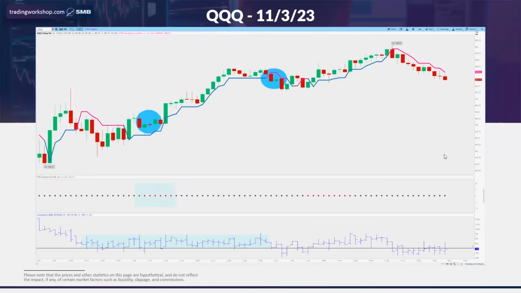Here's a long example in the Qs, and this was actually last week, I think. And I like this one because sometimes the compression and the squeeze is harder to see than others if you're just looking at price. Sometimes those wedges, those compressions, get really tight, and you really don't need a squeeze indicator to quantify that. It just looks so good.